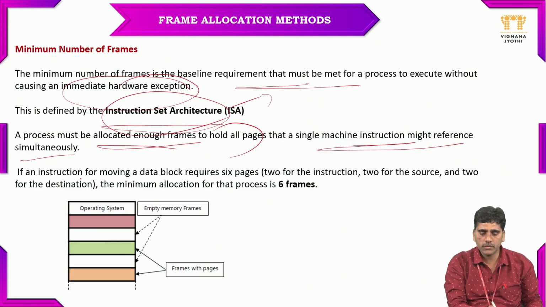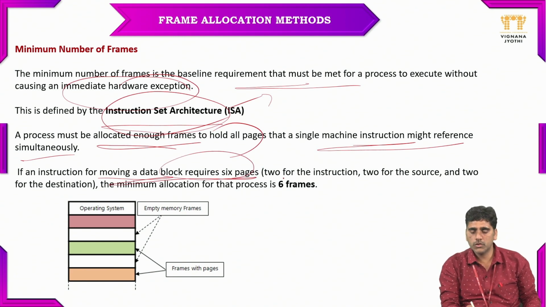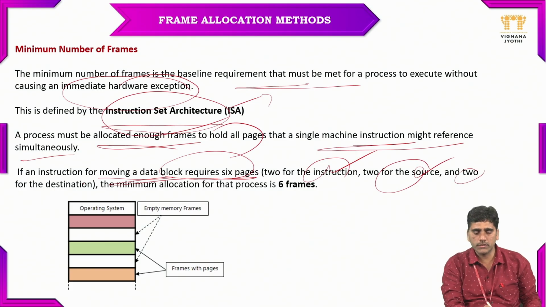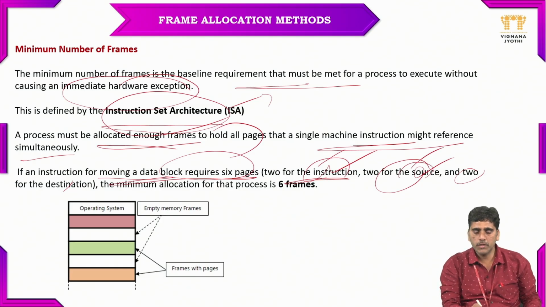If an instruction for moving a data block requires 6 pages, then 2 are for the instruction, 2 for the source and 2 for the destination. The instruction has been divided into 6 pages: 2 for the instruction, 2 for the source and 2 for the destination. So the minimum allocation for the process is 6 frames.